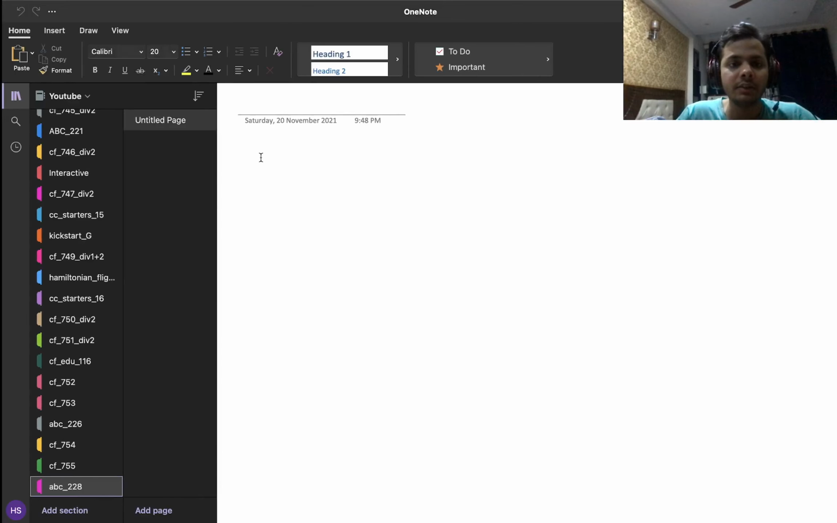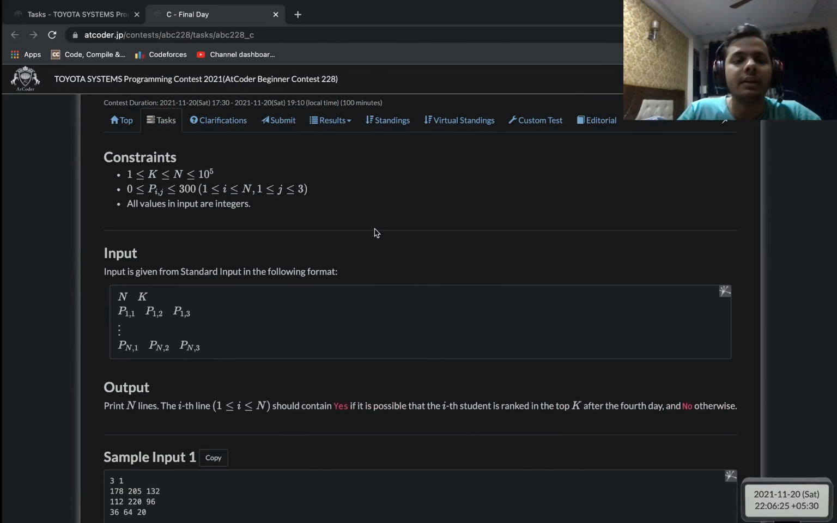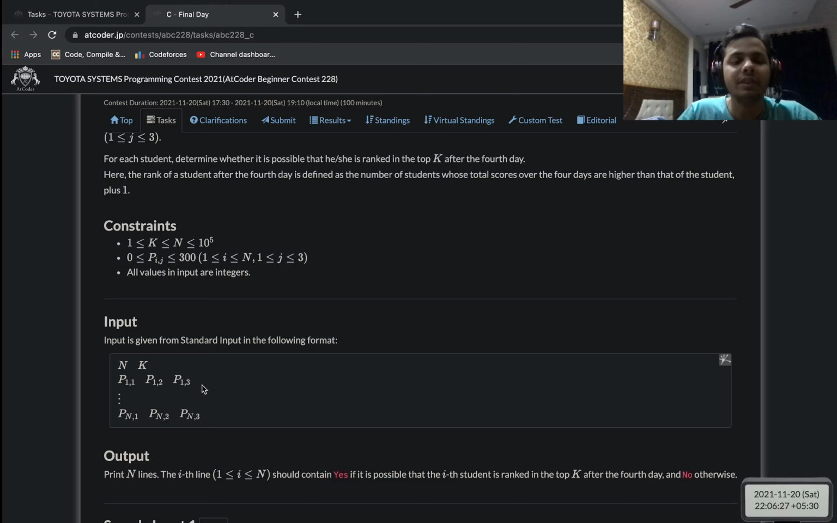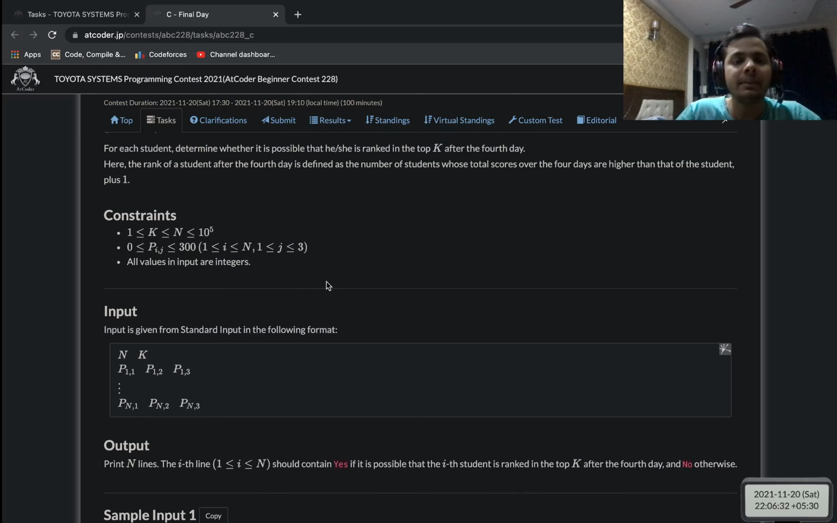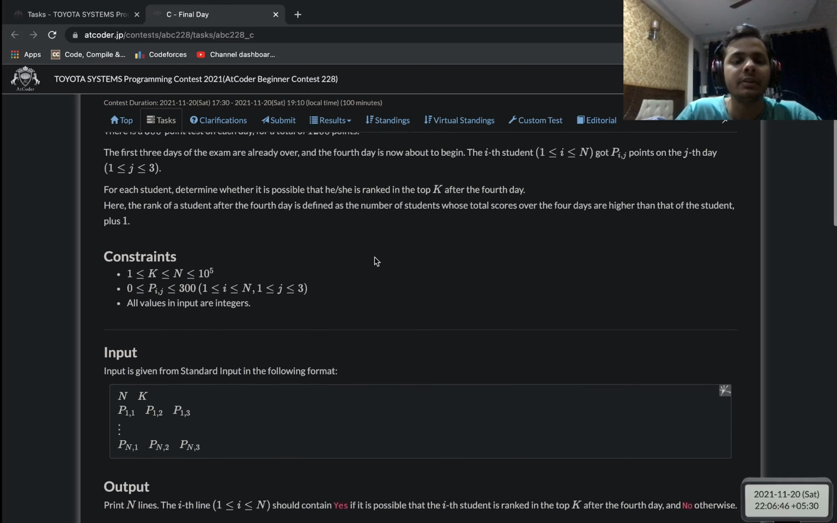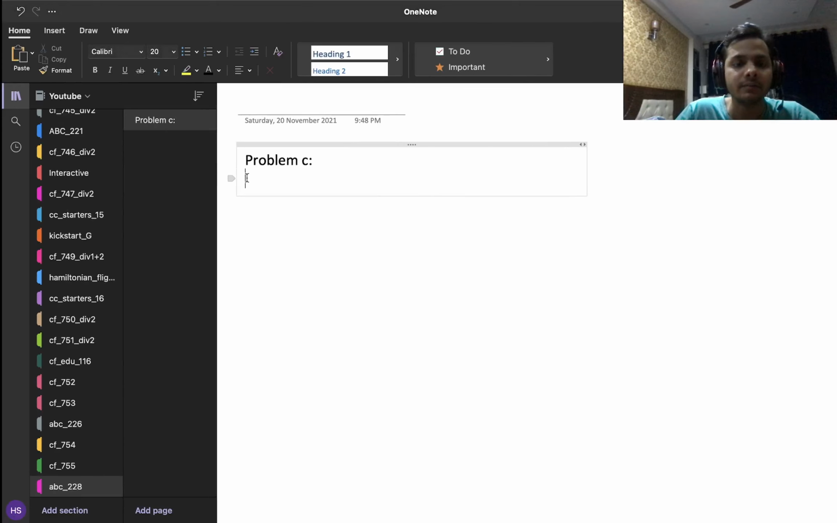Okay, let's look at the solution. Try to make some observations. The first thing to notice here is that the entire thing which they have given us in the input, that is P11, P12, P13, the marks of all 3 days separately, is just a useless thing. What really matters is the sum of marks scored by a student in the first 3 days. It is basically useless to consider each day separately, right?